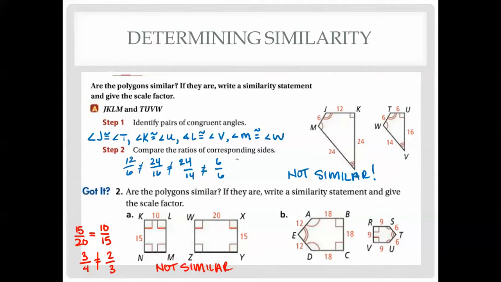B, if we look at all the angles first, angles match up, so let's check corresponding sides. We get 12 to 6 and 18 to 9. Both of those reduce to 2, so we know that they are in proportion, so we could say that ABCDE is similar to UVRST.